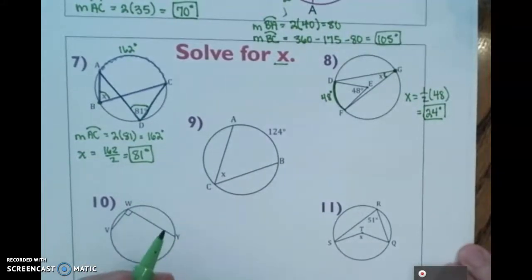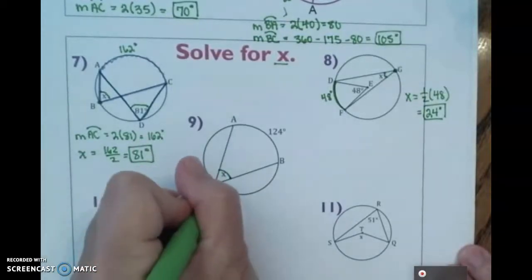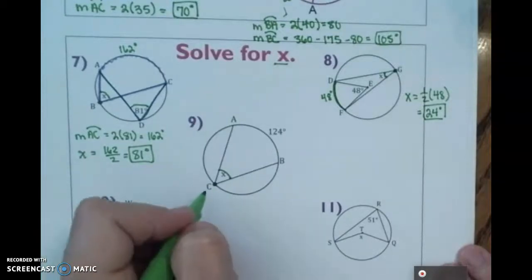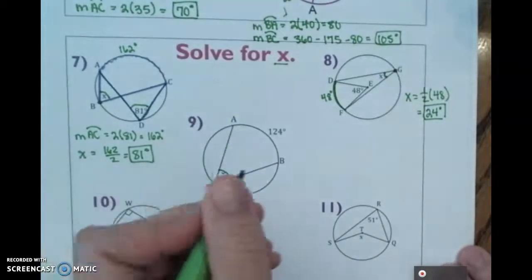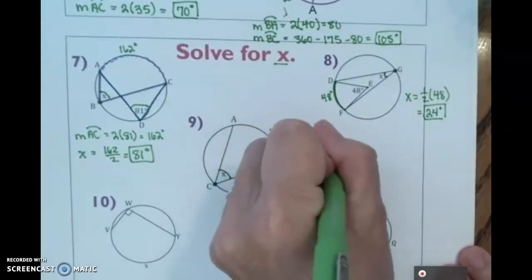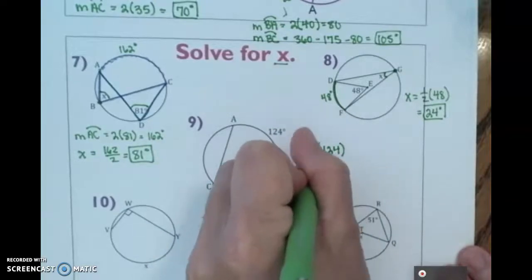9 is the easiest of all. It's asking us to find x, this angle. Vertex is on the circle. It's inscribed. Therefore, I want to take half of its arc. So we're going to say x equals 1/2 of 124 degrees to give us 62 degrees.